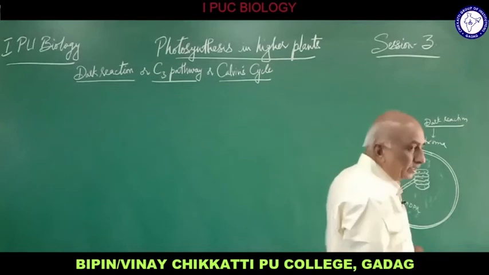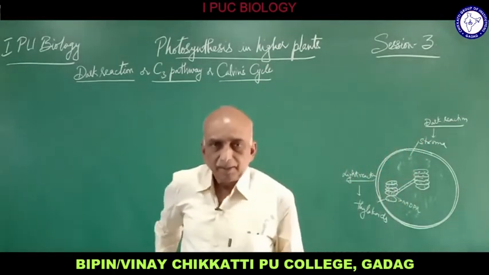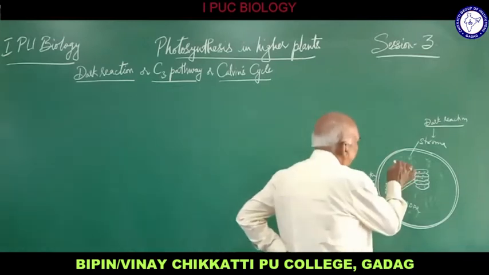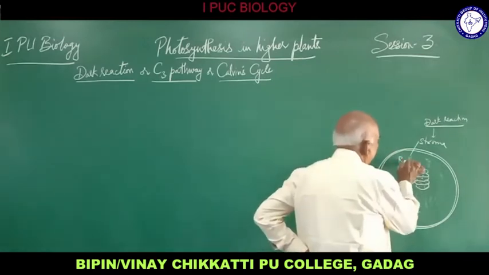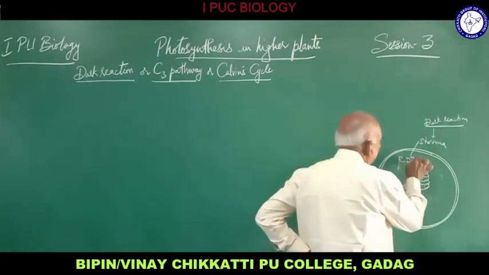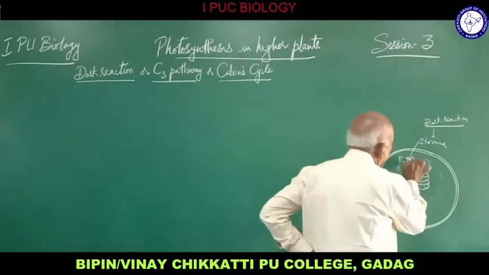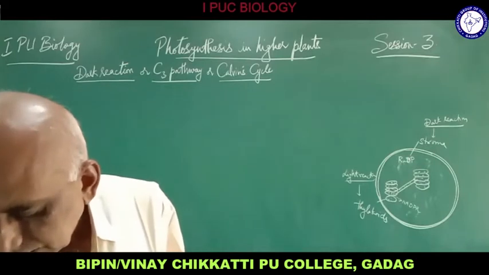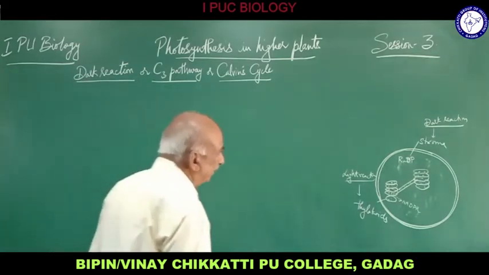This is the dark reaction which takes place in the stroma. Now what happens in the dark reaction? In the stroma there is a compound called RUBP. RUBP is a compound, a pentose sugar.